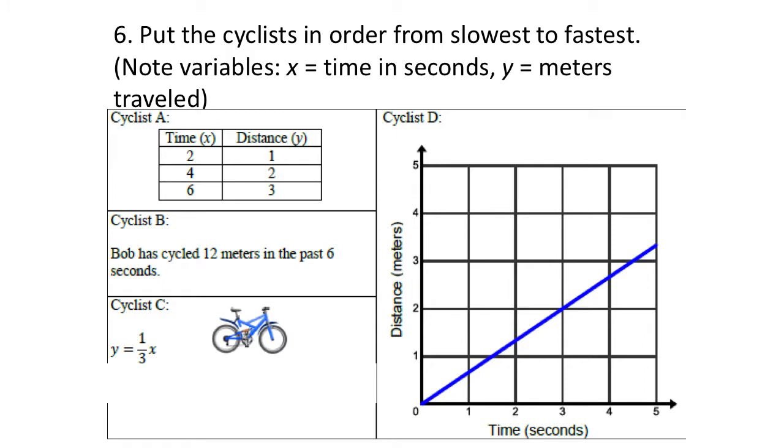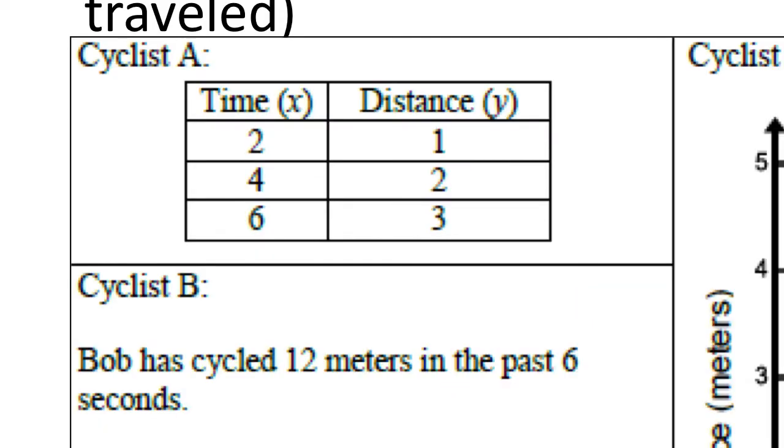All right, let's put these cyclists in order from slowest to fastest. So we're looking at speed on this one, slowest to fastest, and they even said X is time and Y is meters traveled. So we're actually looking for distance to time ratio because that will give us speed, right? It's always distance divided by time. That's how we figure out rate, or in this case, the rate is the speed.